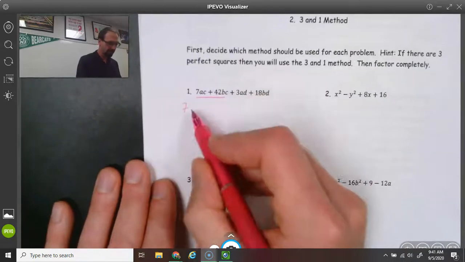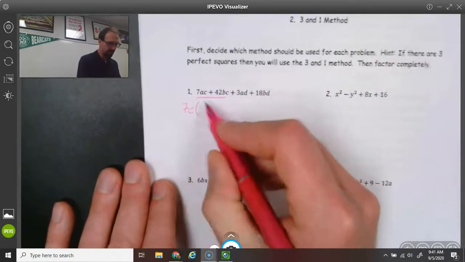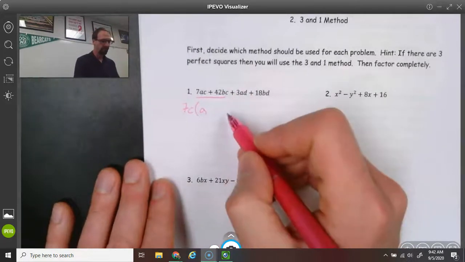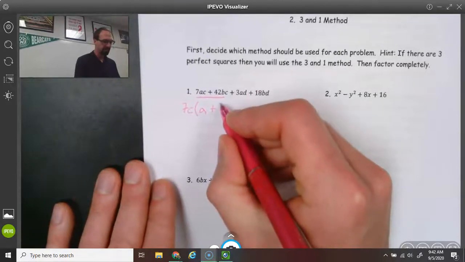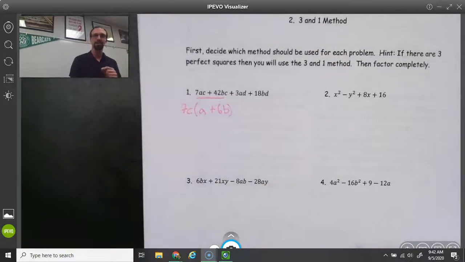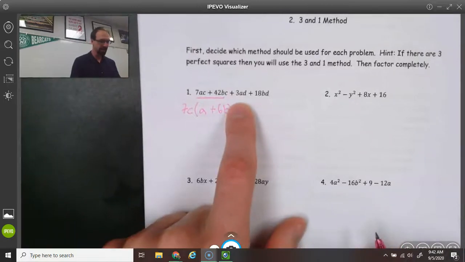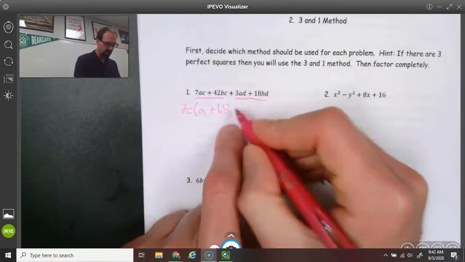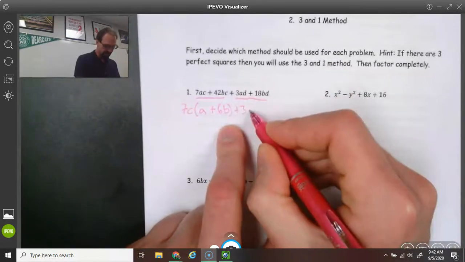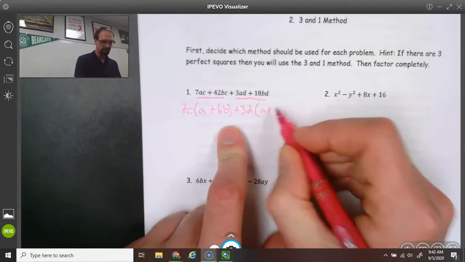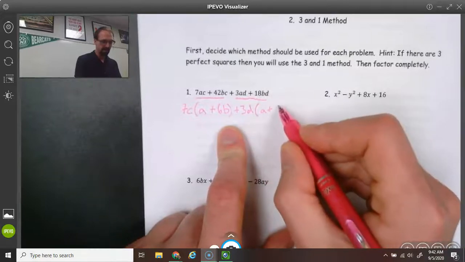So if I pull out a 7 and a C, when I divide 7AC by 7C, I'm left with A. When I divide 42BC by 7C, I'm left with 6B. So I know now, whatever I factor out of the second one, I need to be left with an A plus 6B, or else it doesn't work. So for this next one, I can factor out a 3 and a D from both of these. When I do that, I'm left with A plus, and then 18BD divided by 3D is 6B.